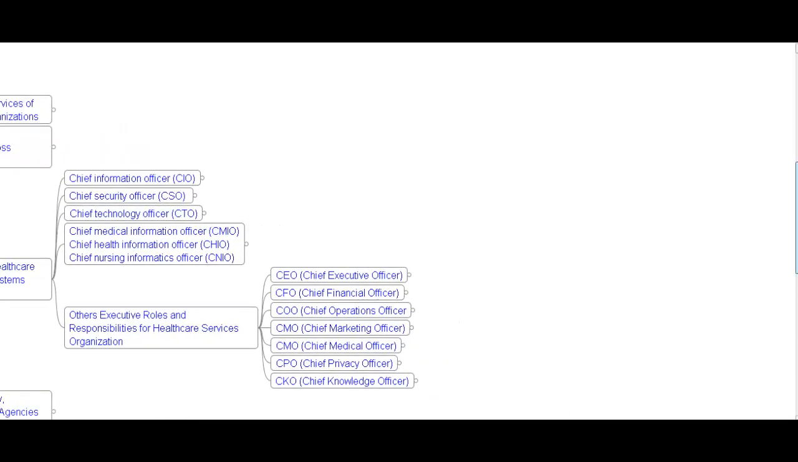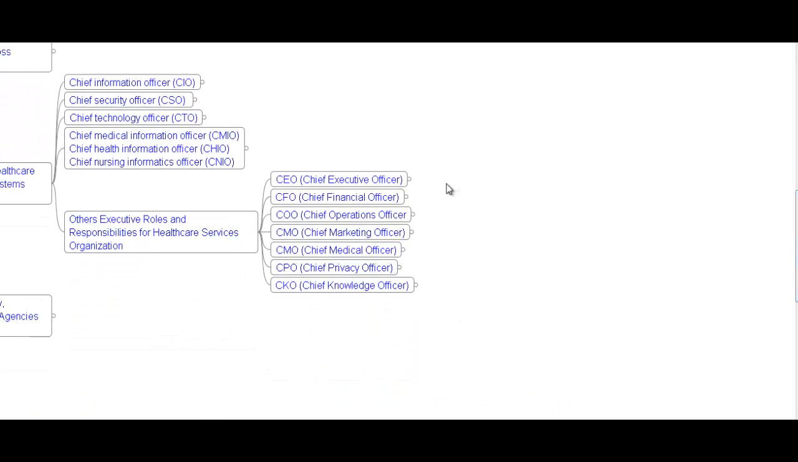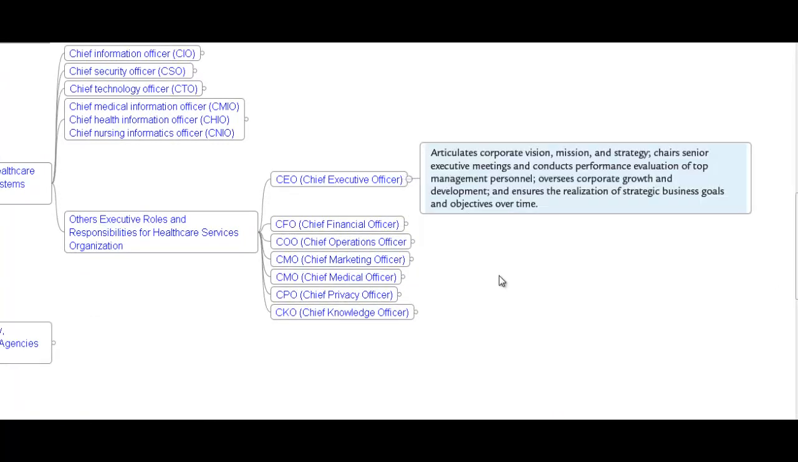Chief Executive Officer. The Chief Executive Officer articulates corporate vision, mission, and strategy, chairs senior executive meetings and conducts performance evaluation of top management personnel, and oversees corporate growth and development and ensures realization of strategic business goals and objectives on time.